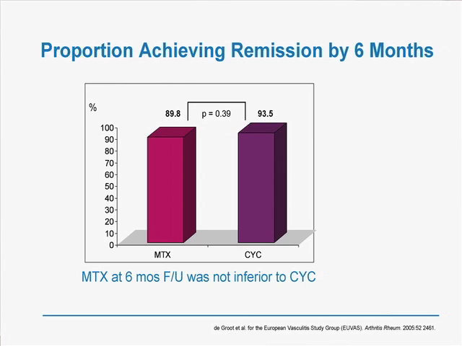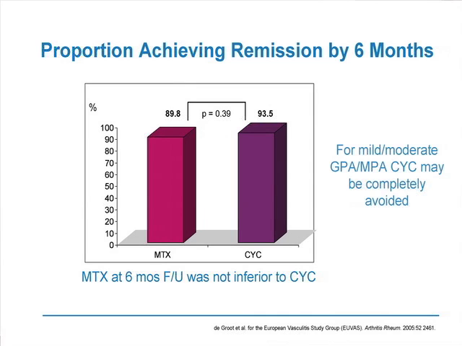And at 6 months, which was their primary endpoint, there was no difference. So from mild to moderate disease, creatinine not above 2, no pulmonary hemorrhage, methotrexate does as well as cyclophosphamide. So you can, given this data, completely avoid the use of cyclophosphamide for mild to moderate disease.